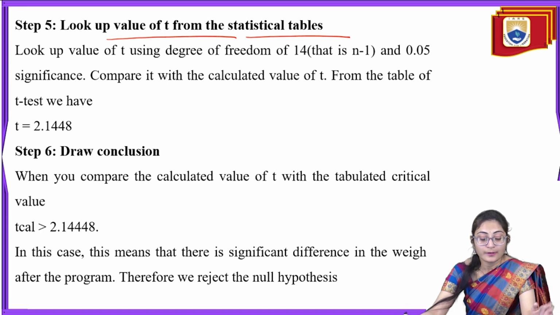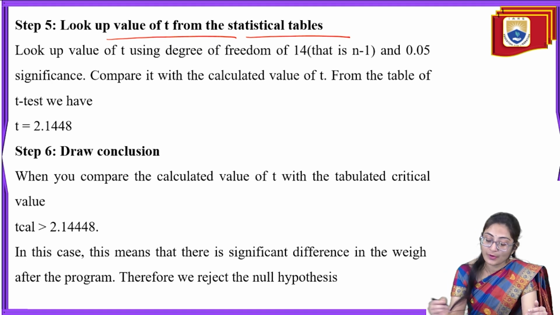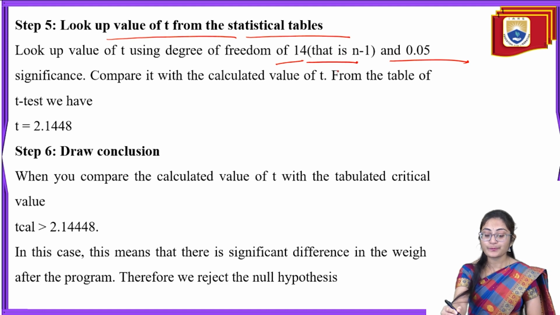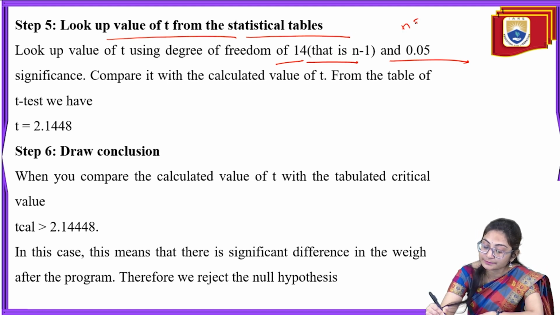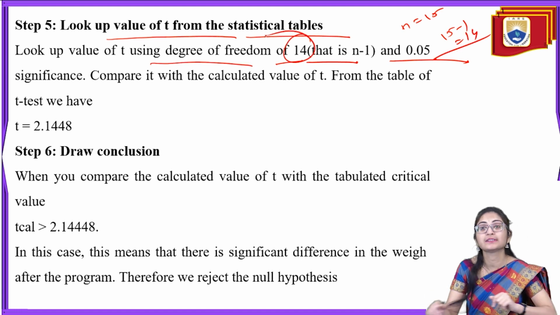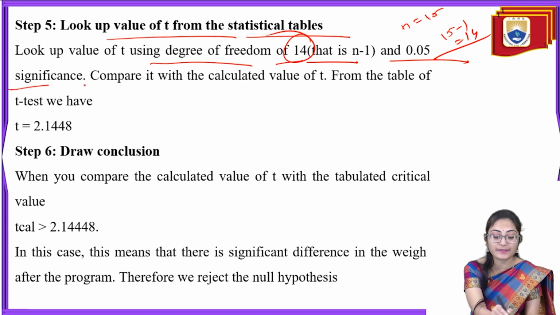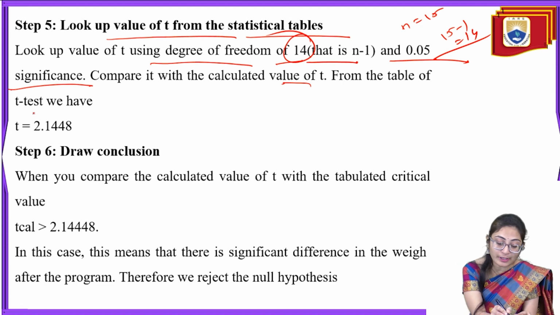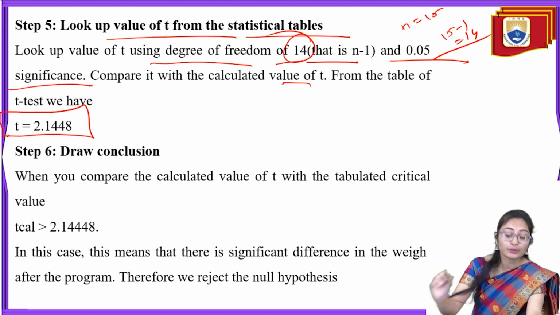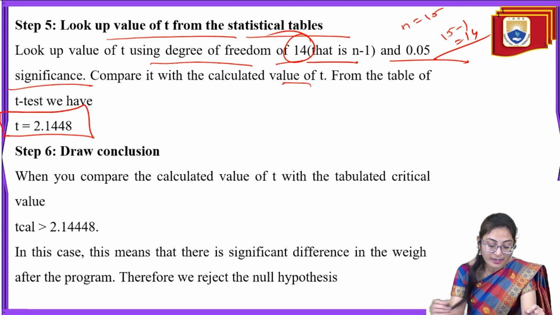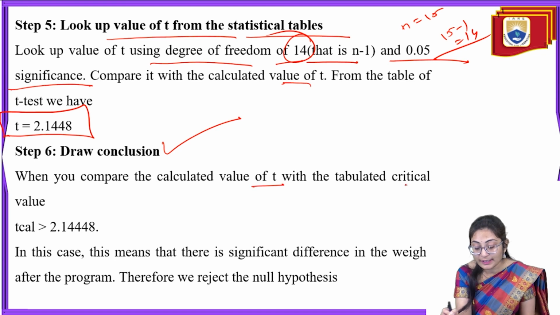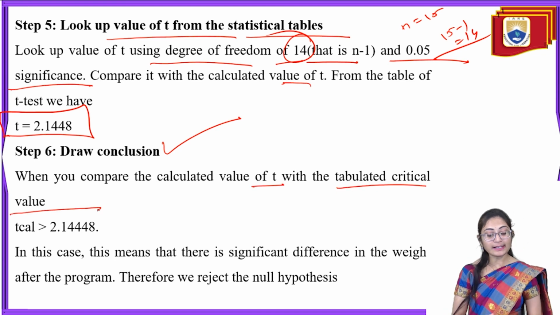Now step 5 is that you look up the value of t from the statistical table, using the degree of freedom of 14, that is n minus 1, where n is equal to 15. So 15 minus 1 is equal to 14. So your degree of freedom is 14 and 0.05 is your significance. Now you have to compare it with the calculated value of t, and from the table we got the t value as 2.1448.